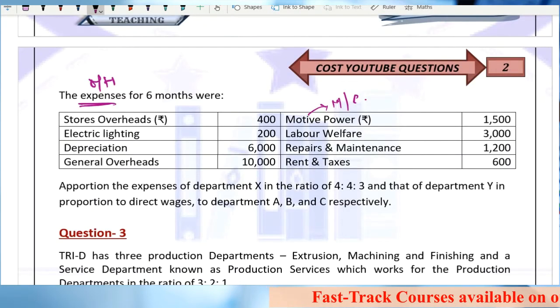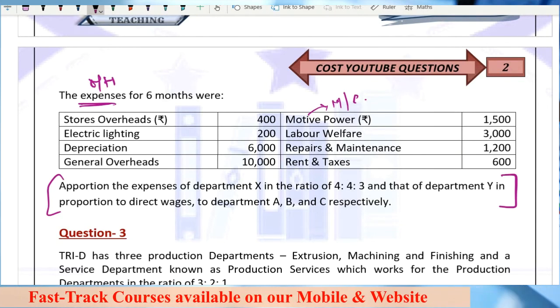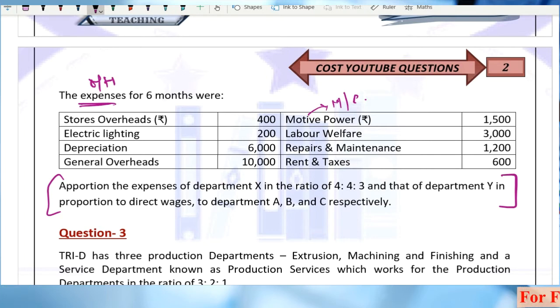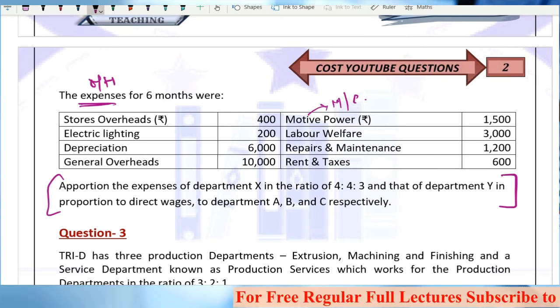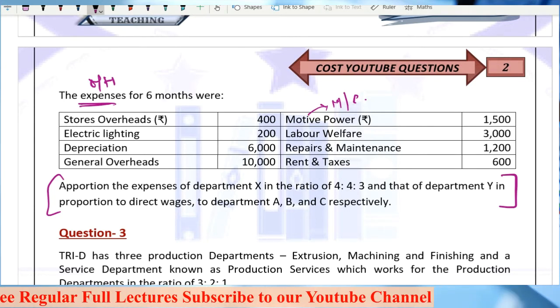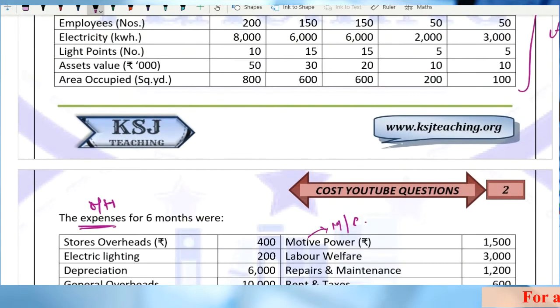Forget about this part. We'll do it in the secondary distribution, it is a part of secondary distribution. We'll do it later on. Nothing to worry about. What you have to do is the primary distribution. Again, we are going to follow the same steps. You have to pause the video and do it on your own. Then I will show you the solution.